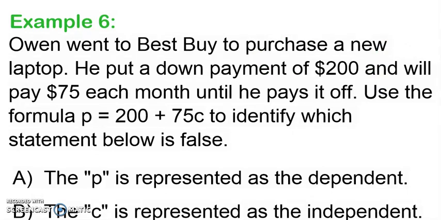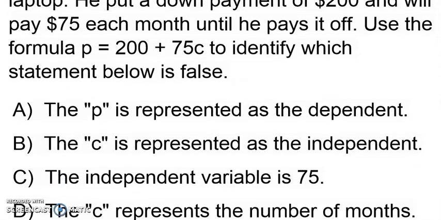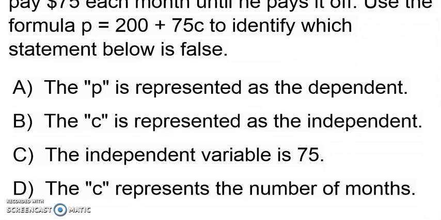Example 6. Owen went to Best Buy to purchase a new laptop. He put a down payment of $200 down and will pay $75 each month until he pays it off. Use the formula P equals 200 plus 75C to identify which statement is false. All right, so the first one was true, second one is false. All right, so the original is P equals 200 plus 75C.